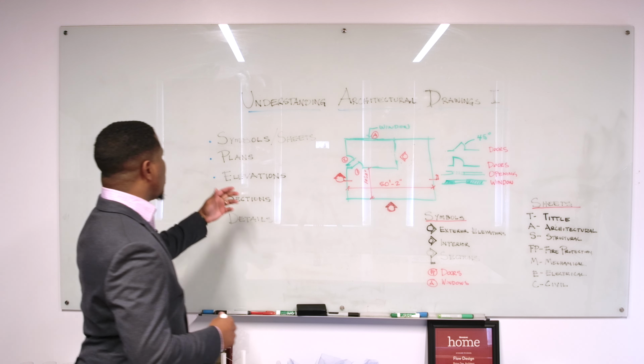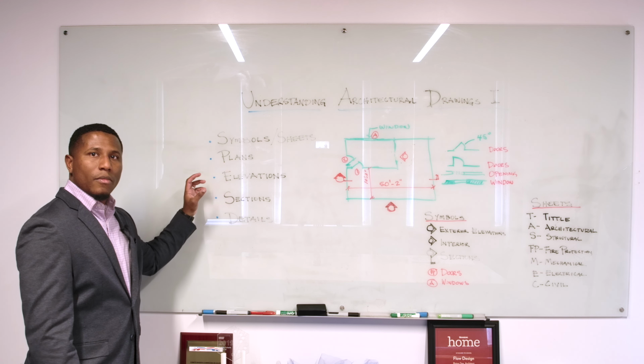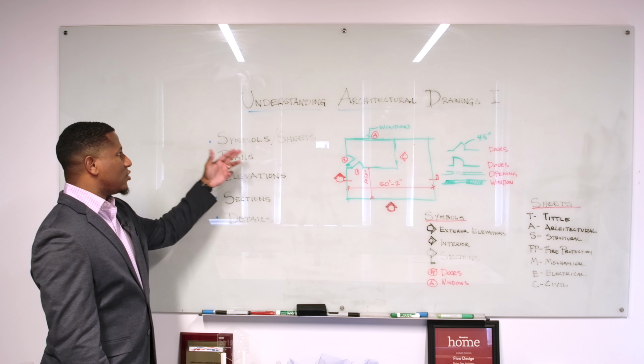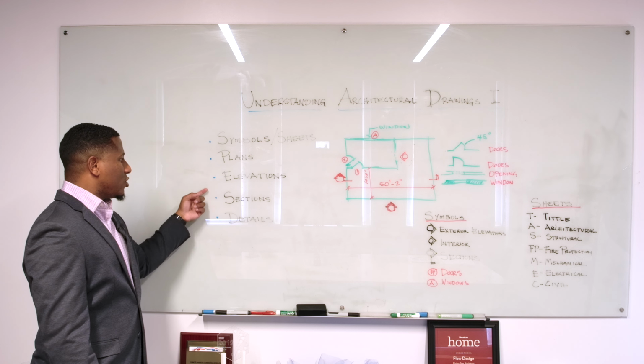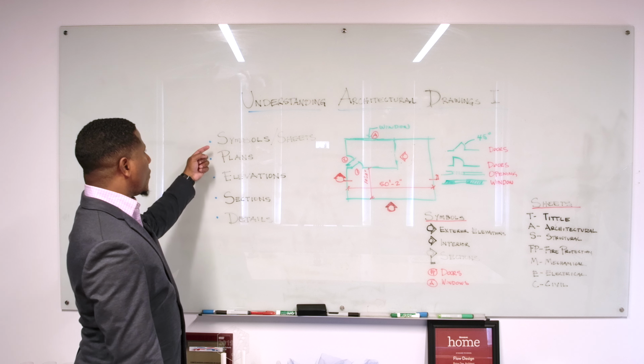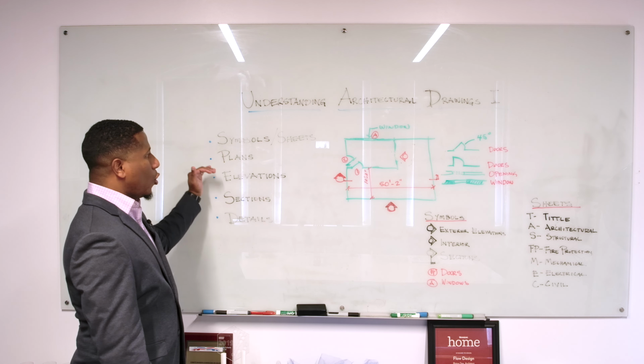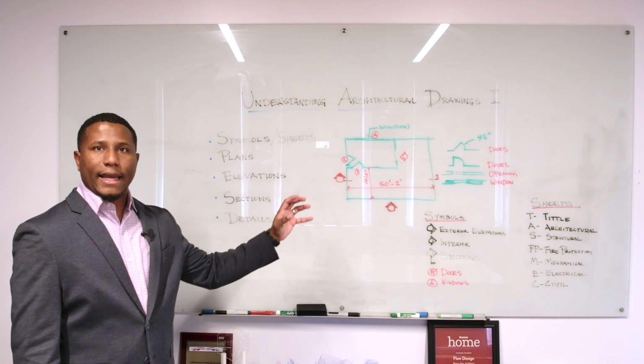In the previous video, we broke the sections down into topics: symbols and sheets, plans, elevations, sections, and details. In this particular video, we're going to focus on symbols and sheets. And when we go into the topics, we're going to go back and see how they relate.